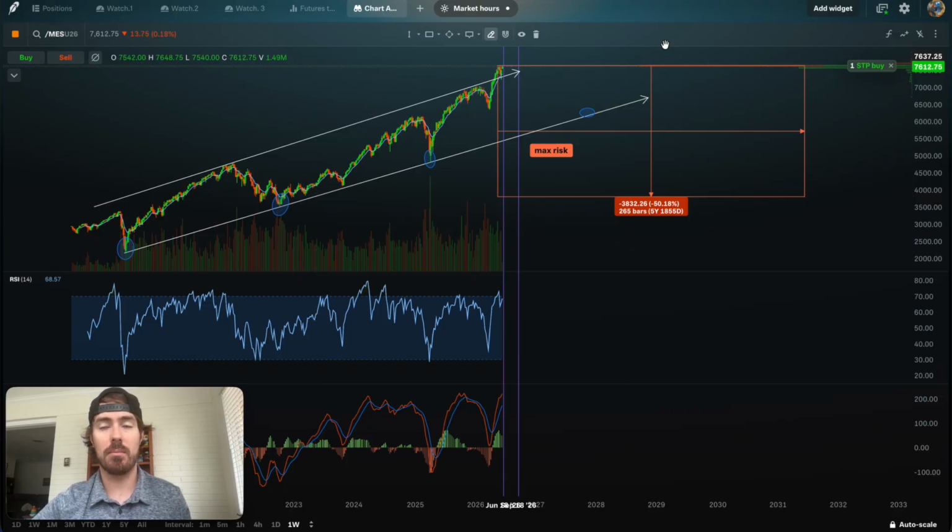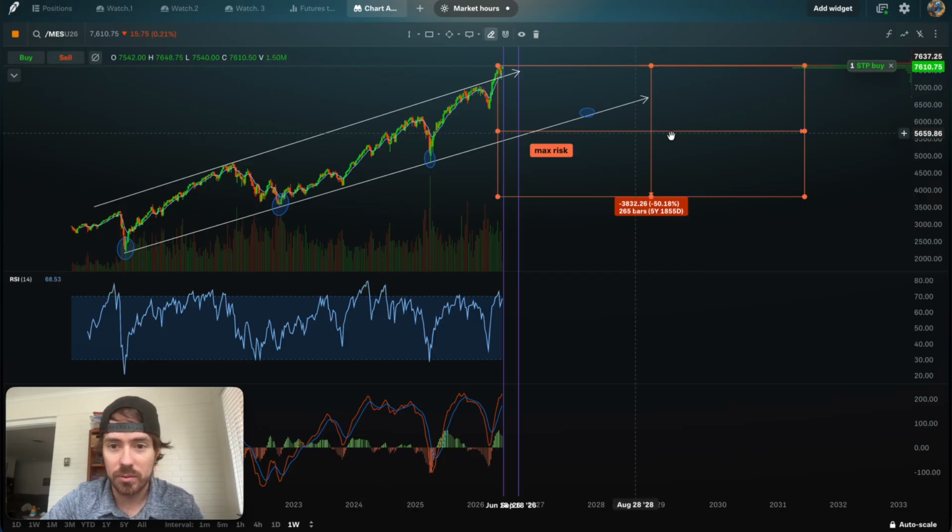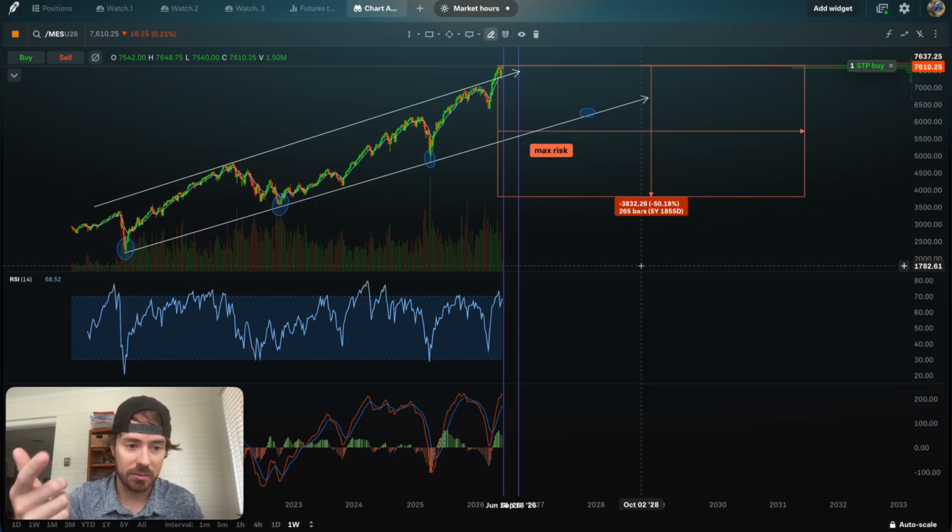These are the micro contracts, /MES. It's not the mini. The mini would be /ES, and that's times 50, and then the micro is MES, and that's times 5. So every dollar amount that this moves, which in this crash here would be $3,800, 3,832, if you were in a mini contract, it would be times $50 per. So that would be insane. You would be totally broke.